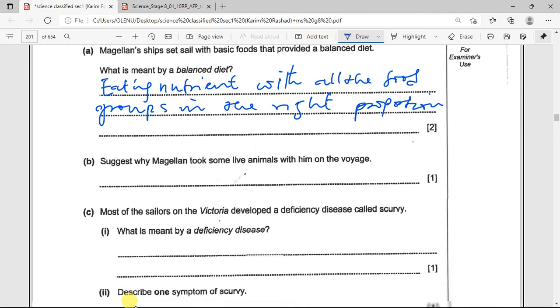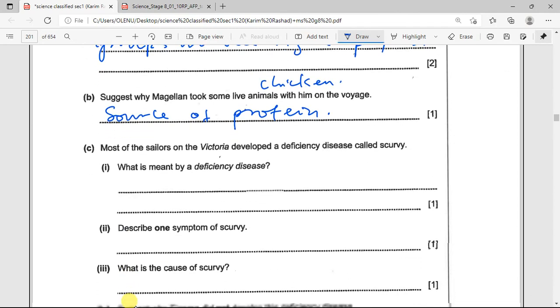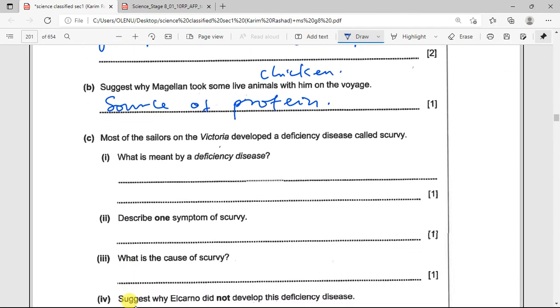Now, suggest why Magellan took some live animals with him throughout the journey. The live animals, majorly chickens, are to act as a source of protein. Now, most of the sailors on the Victoria developed a deficiency disease called scurvy.